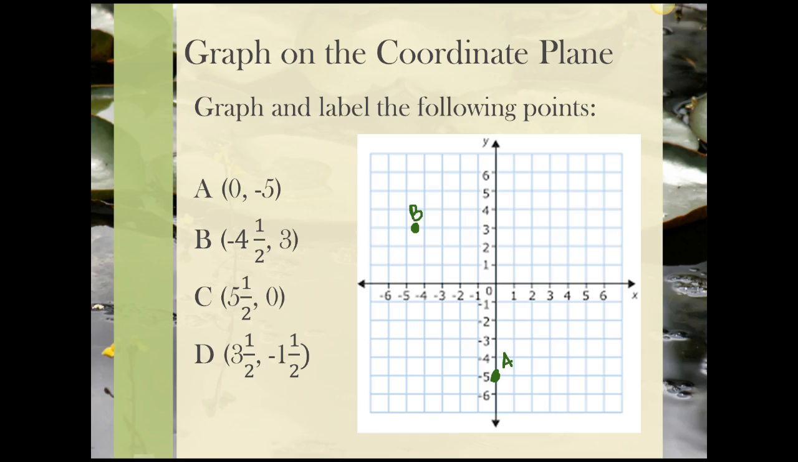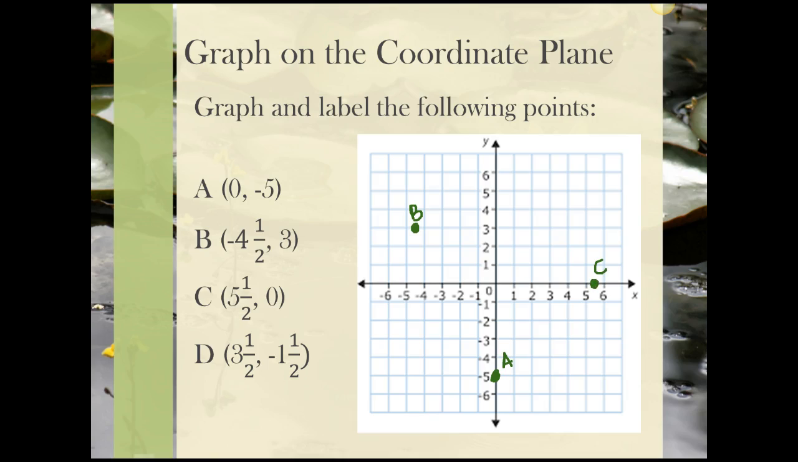Next, we'll graph C. For C, we'll start at the origin, and since it's positive, we'll go to the right 5 1/2 units. That will put us between 5 and 6 on the x-axis. We go 0 units on the y-axis, so that means we're going to land on the axis itself. We'll put our point there, and we'll label it C.